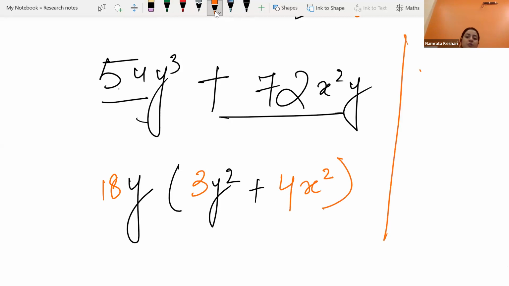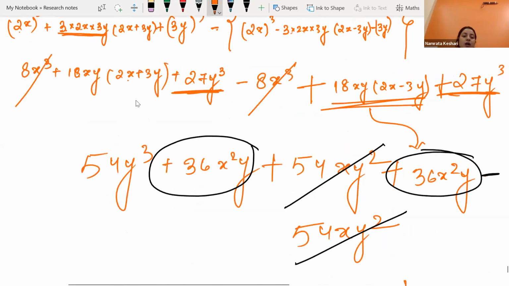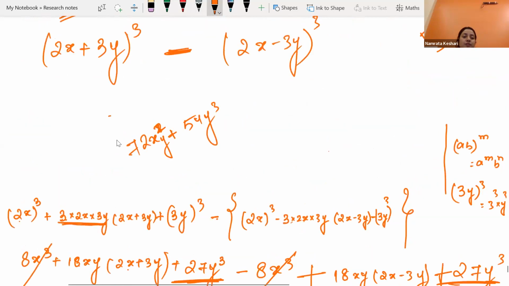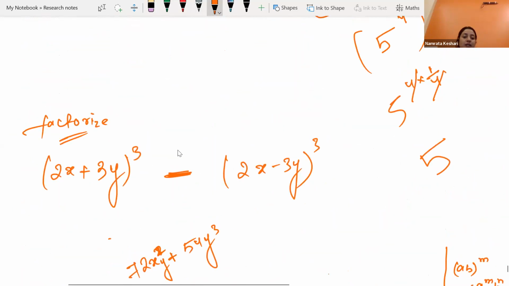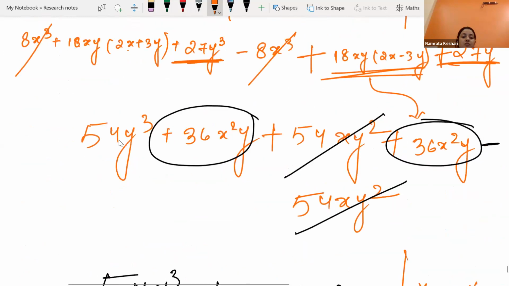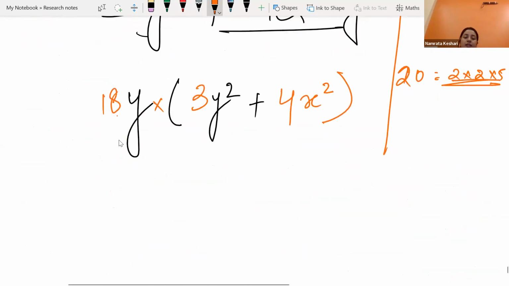See, factorization means what? Something into something into something into something. That's called factorization. If anyone will say do the factorization of 20, what we will do? We will write 2 into 2 into 5. This is how we do the factorization. Similarly, if this expression is there, and if we have to do the factorization, that means our answer would look like this: 18 into y into this bracket. Getting it?